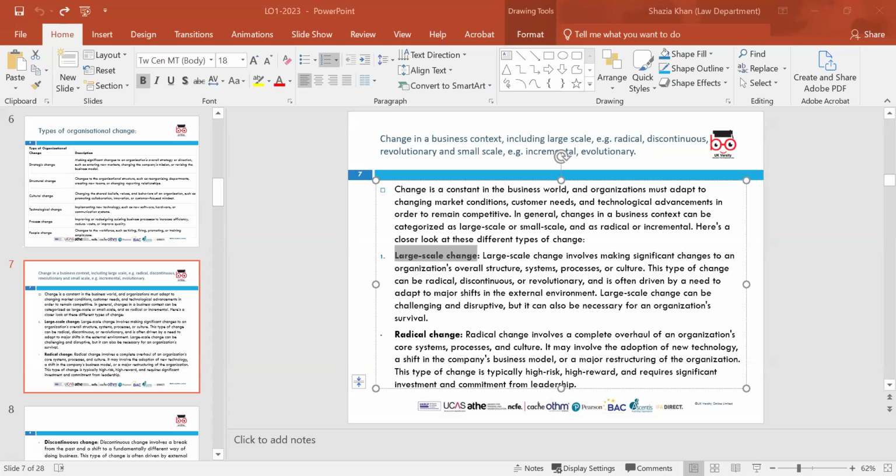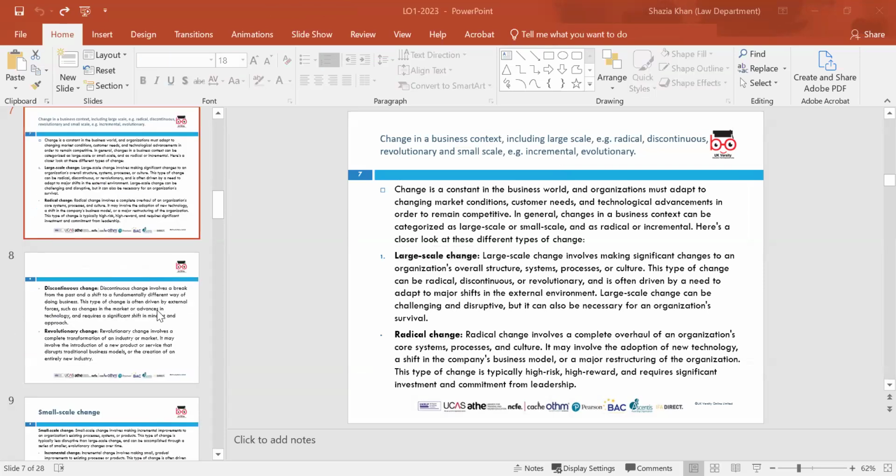It could be things like more employees being needed because of more work coming in. Radical change is change that's a complete overhaul of the business, and this is high risk because you're changing just like that, straight away.